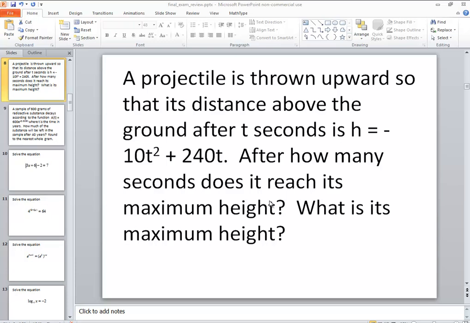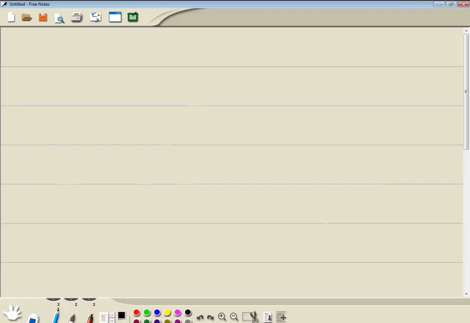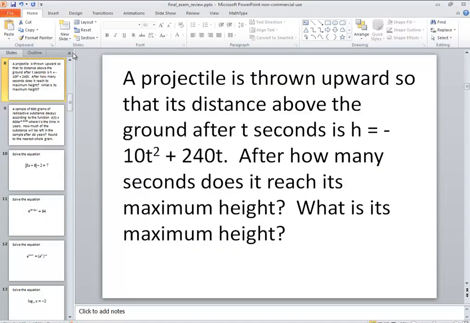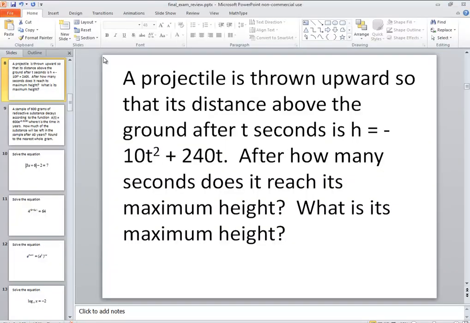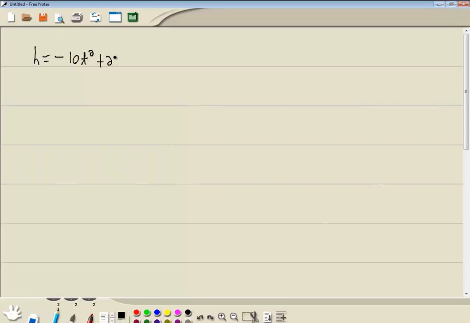In this problem, a projectile is thrown upward, so its distance above the ground after t seconds is h equals negative 10t squared plus 240t. After how many seconds does it reach its maximum height, and what is its maximum height? Okay, let's write down the formula. We've got h is equal to negative 10t squared plus 240t.